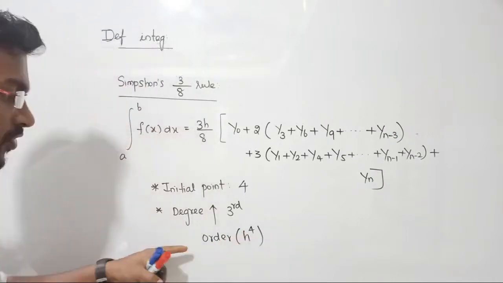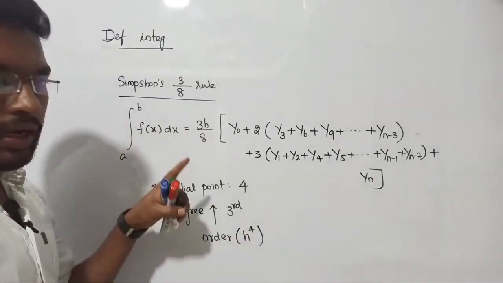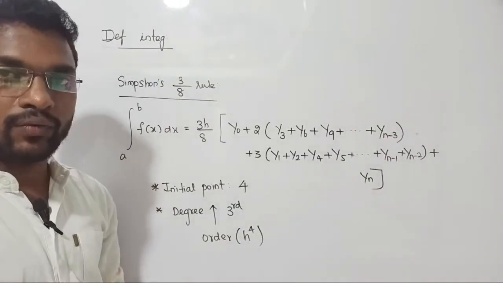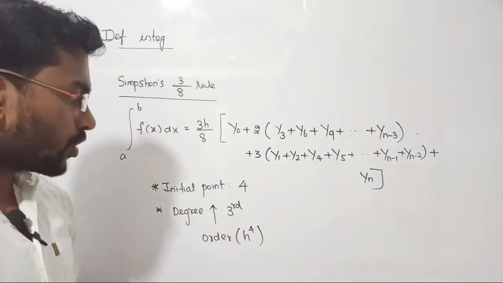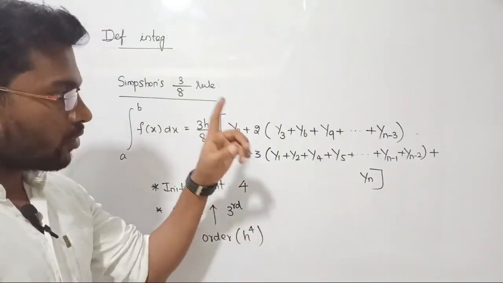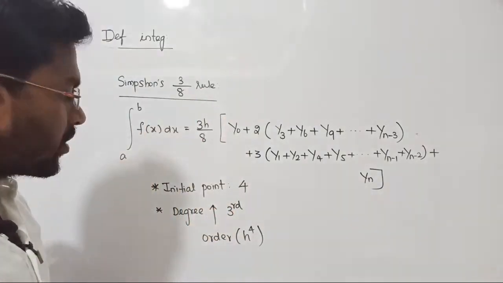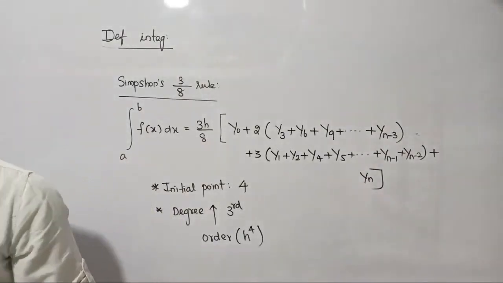Generally you won't be tested for this order. When it comes to Simpson rule, usually we go with Simpson 1/3 rule only. We are not following Simpson 3/8 rule. So usually you won't be tested with this one, but you will be tested with the Simpson 1/3 rule. Just do remember, that's enough. Okay, fine.